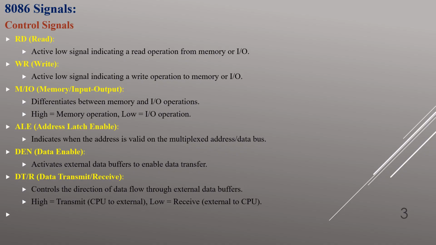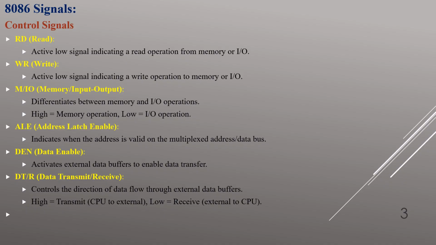Read, RD, is an active low signal that indicates the microprocessor is performing a read operation. When RD is activated, the microprocessor requests data from memory or an input-output device. This signal ensures that the data bus is prepared to receive data. Next is write, that is WR. An active low signal, it indicates that the microprocessor is performing a write operation. When WR is activated, the microprocessor sends data to memory or an input-output device.